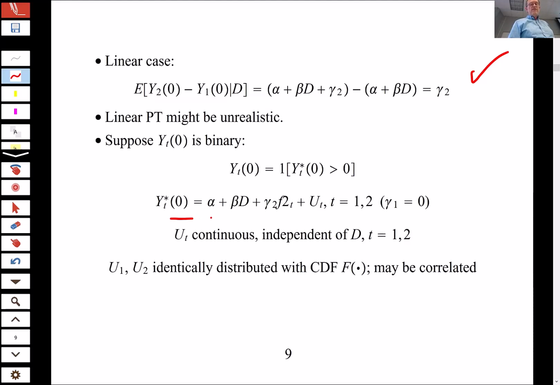So the latent variable that we don't observe, that I put a star on, follows a standard linear model where there's this error term UT that is continuous. It's independent of the treatment assignment. It's like this shock over time. And if we assume that the U's are identically distributed over time, but they could be correlated in an arbitrary way over time, and this is the indicator function that says I see a 1 when Y star is positive, otherwise I see a 0.